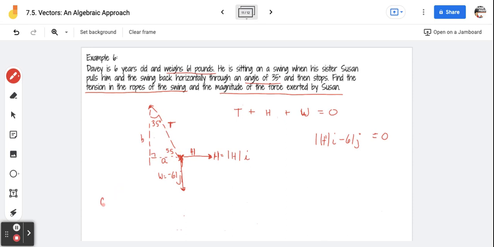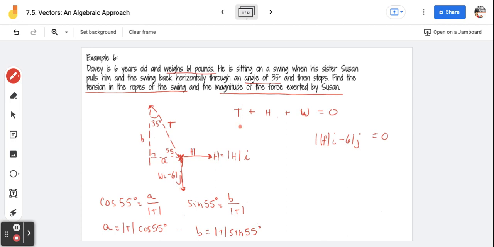We know that the cosine of 55 degrees is equal to the adjacent side A over the hypotenuse, which is the magnitude of t. And then the sine of 55 degrees will equal B, the opposite side, over the hypotenuse, which is the magnitude of t. Now, if I multiply both sides by the magnitude of t, that'll cancel out. I'll have A equals the magnitude of t times the cosine of 55 degrees. And over here, I multiply both sides by the magnitude of t, and I'll get B equals the magnitude of t times the sine of 55 degrees.